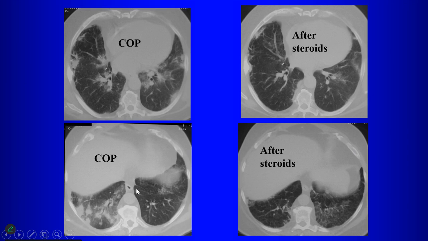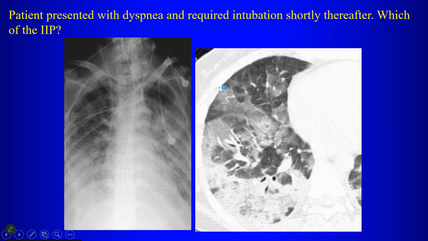And then here's another example, consolidations here, somewhat peripheral, subpleural. We suggested organizing pneumonia, they treated with steroids, and you can see afterwards that there was a marked improvement in the appearance of the consolidations after treatment.